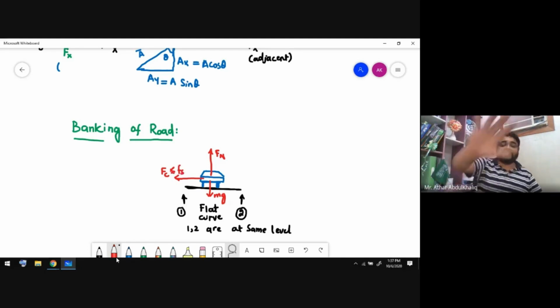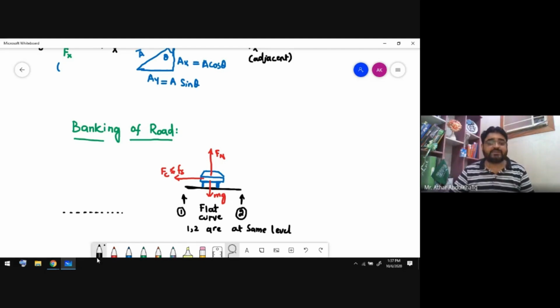Okay, when it will take a turn. But this is a flat curve or flat road. On the other hand, if we make our curve in this way, this is the actual picture of the road that is flat, but what I did, I lift one side a little bit up.